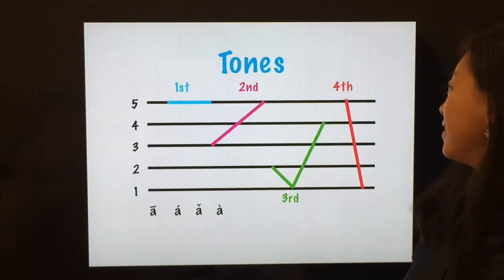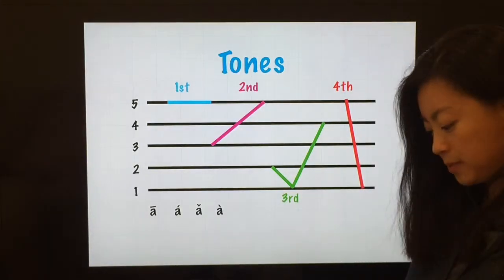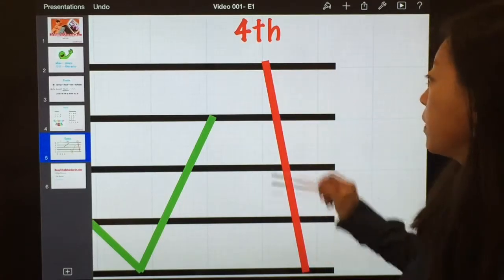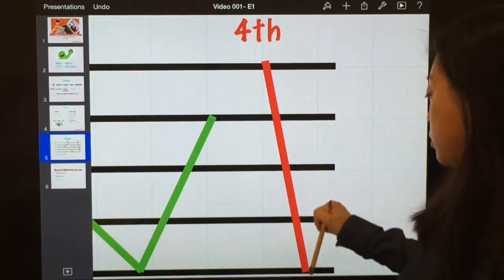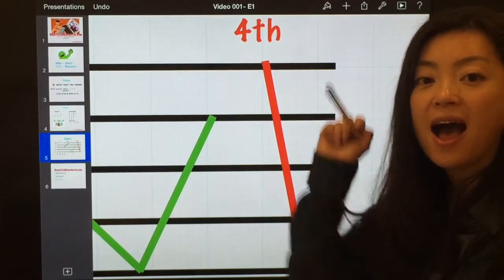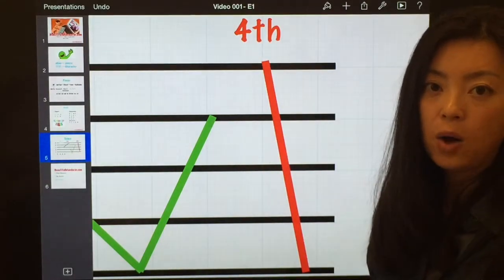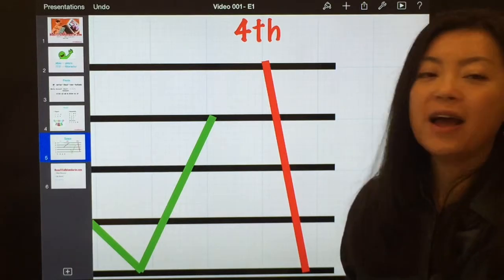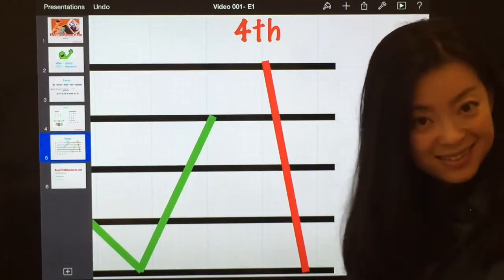okay? So now let's see the fourth tone. You start from your highest voice, then you keep dropping down to the bottom. So the sound will be like when you say go, or like you finally understand something. Okay.